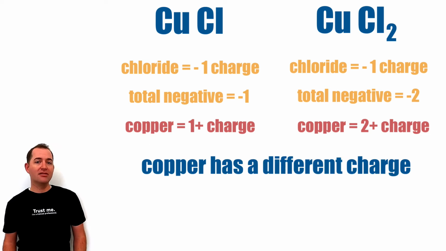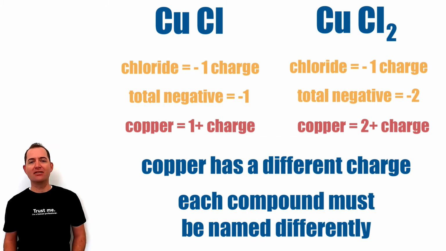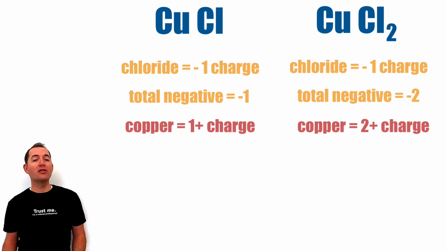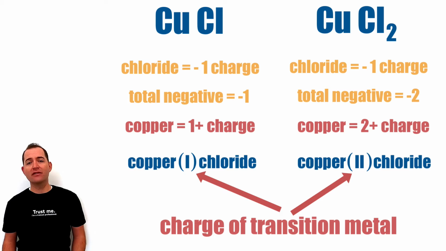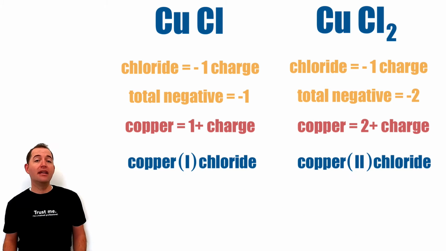In each of these compounds, copper has a different charge, and each compound must be named differently so that they can be distinguished. In order to do this, the charge of the transition metal is included in the name of the compound. This is done by showing the charge of the transition metal as Roman numerals inside of parentheses. These come immediately after the name of the transition metal. These 2 compounds would be named copper (II) chloride and copper (I) chloride. Again, the Roman numerals represent the ionic charge of the transition metal.